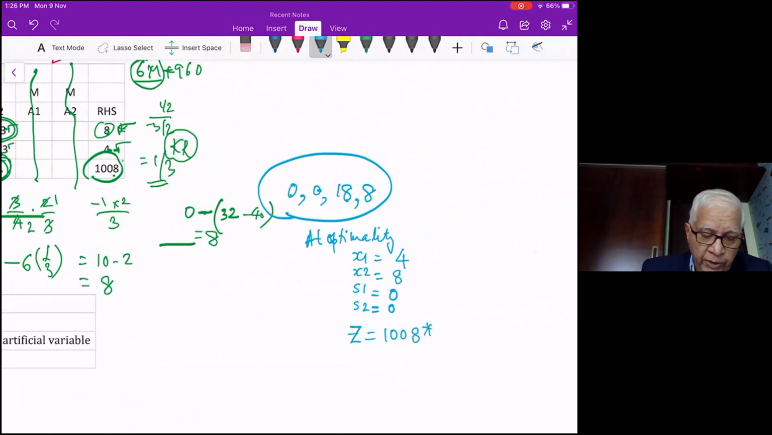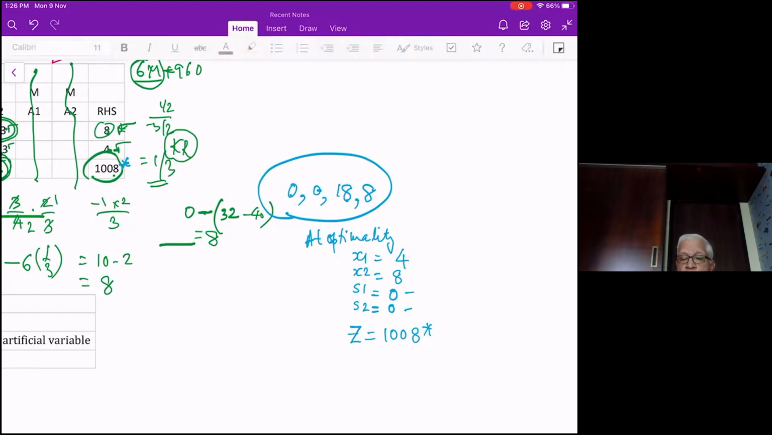I should put an asterisk over here also. Okay, so zeta is 1008, and this is the optimal value of the objective function. And now what is important is that the values of S1 and S2 are 0. What were S1 and S2? S1 and S2 were surplus variables which had to be subtracted from the left hand side of the problem. Now what are the values of the various variables? 4 and 8. Okay, fine.